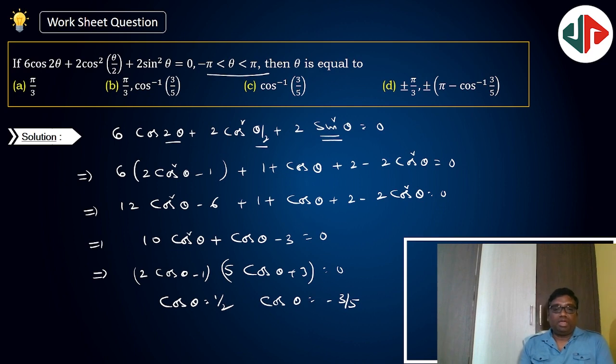So here theta is in the range minus pi to plus pi, as given. That means the fourth quadrant and first quadrant also will exist. That is why plus or minus pi by 3, and next one is plus or minus of pi minus cos inverse of 3 by 5, because cos inverse of minus 3 by 5 is pi minus cos inverse of 3 by 5. So your option is D.